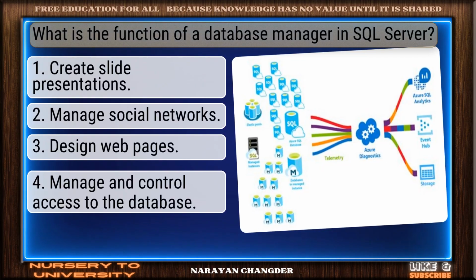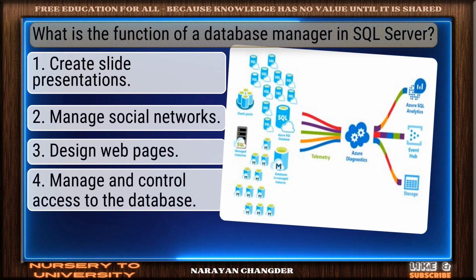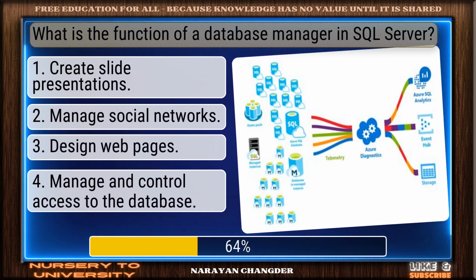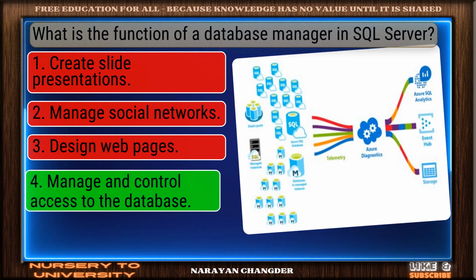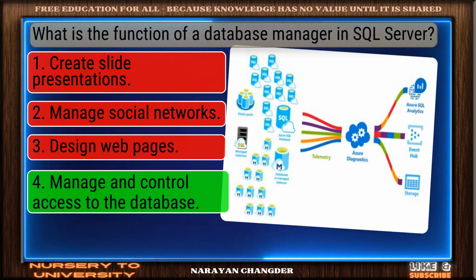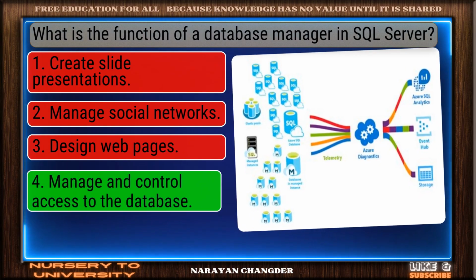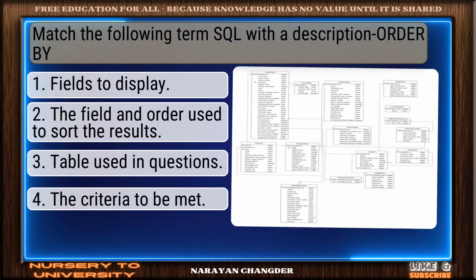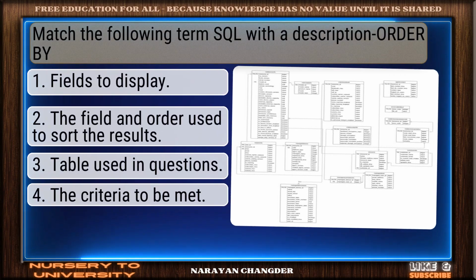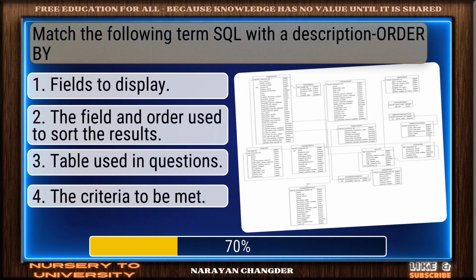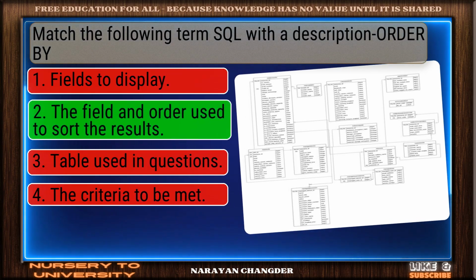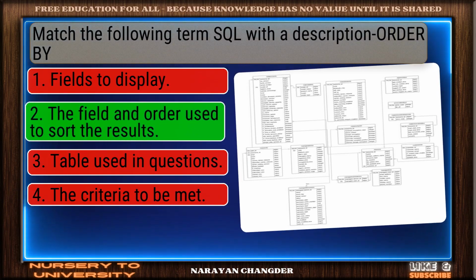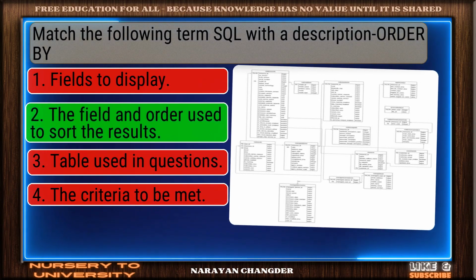Question number 32. What is the function of a database manager in SQL Server? Excellent choice. Manage and control access to the database is the right answer. Question number 33. Match the following term SQL with a description order by. Perfect. The field and order used to sort the results is the correct choice.